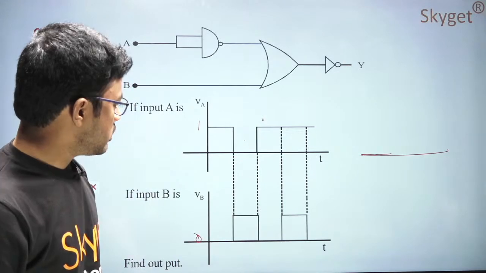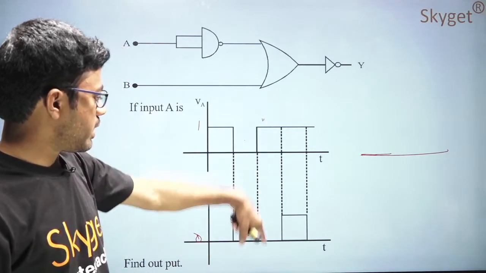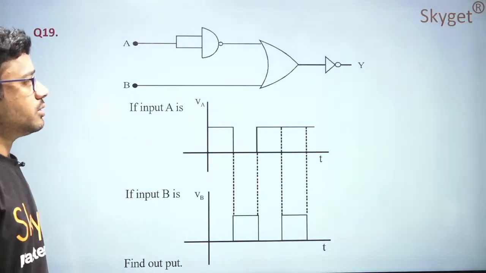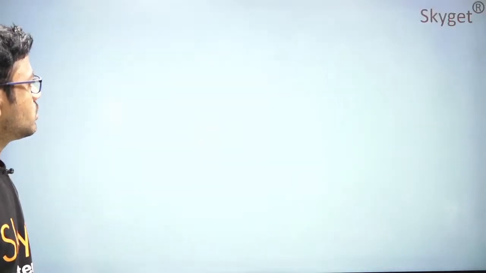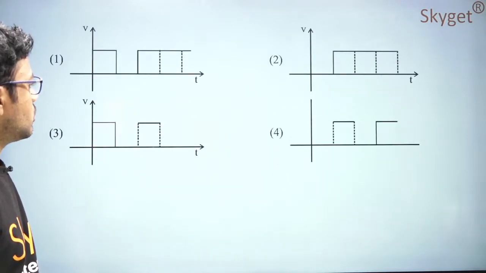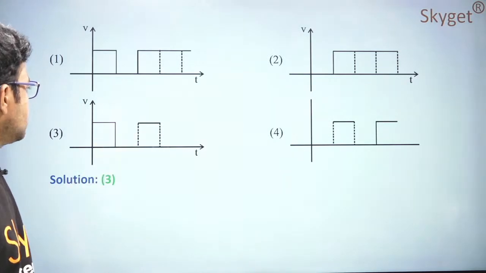1 0, it has to be 0, and 1 1, it has to be 0. So when there are two lows, only then the output is high. So here you can check, it is option 3 here.